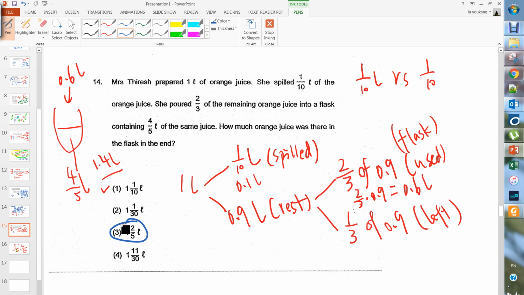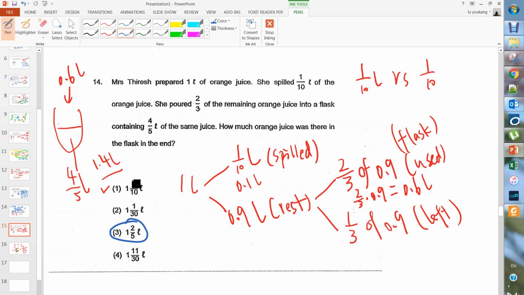So this question, what they test you is when they have the liter and when they don't have the liter, you need to know the difference. When you don't have the liter, this is the fraction. So when 2/3 is used, 1/3 is left. Once 2/3 is added, that means 0.6 is added to the 0.8. So you just add them.